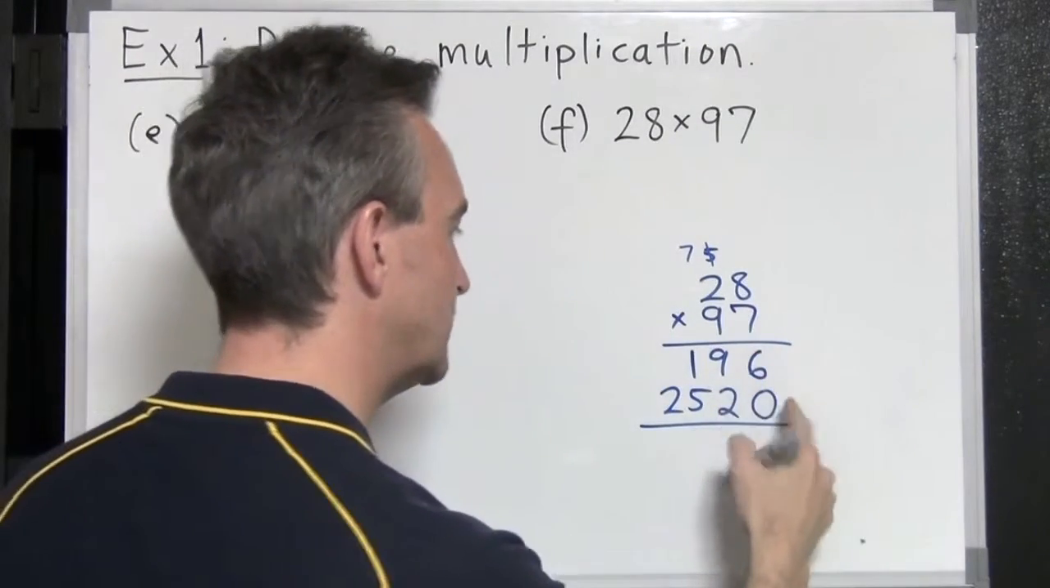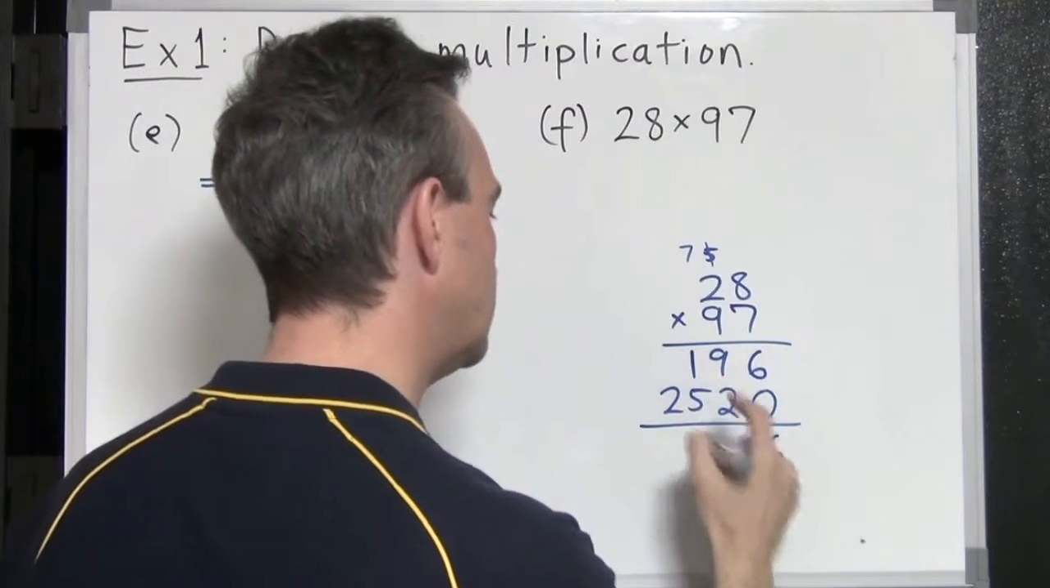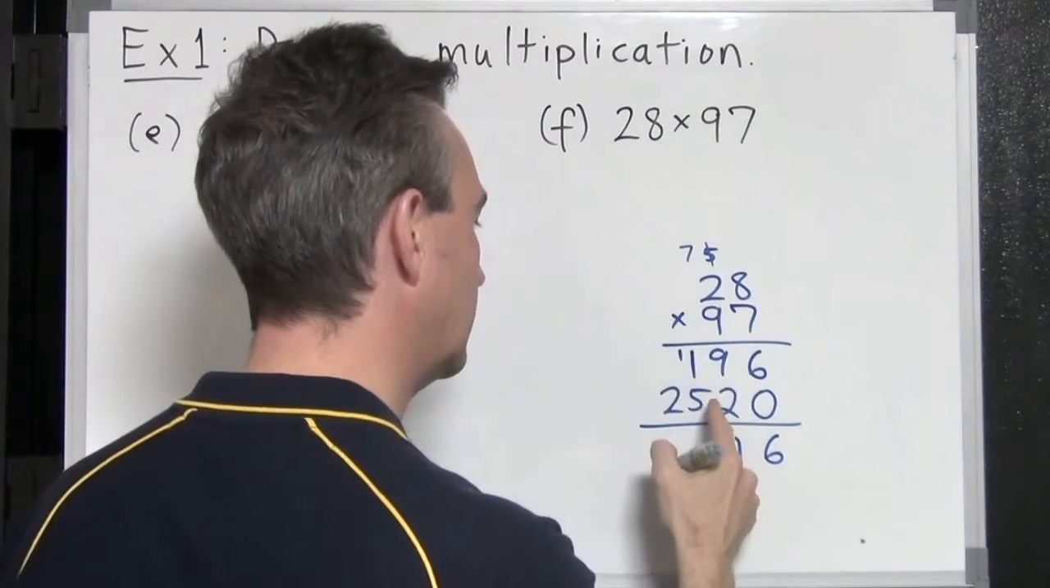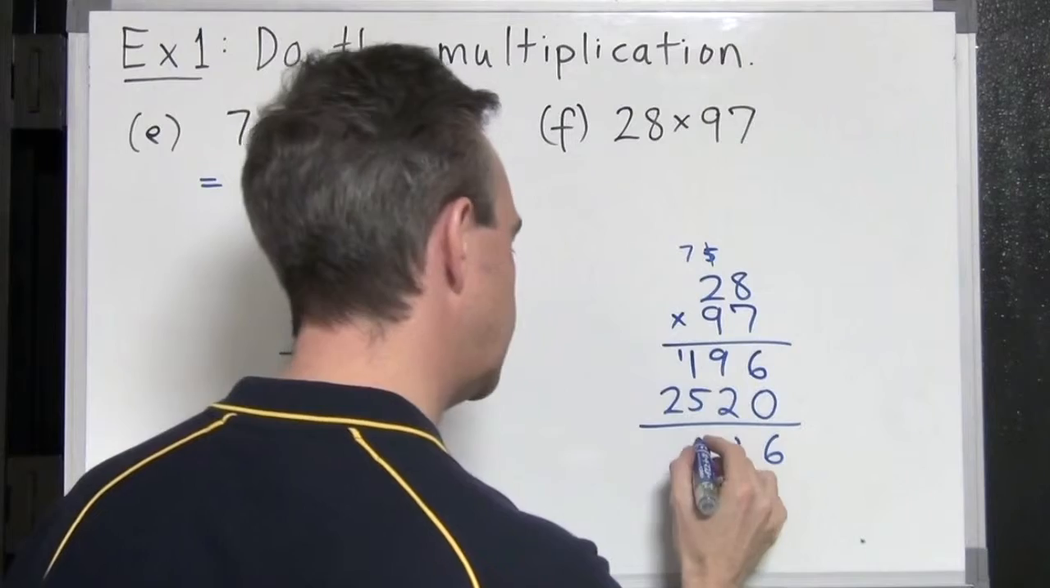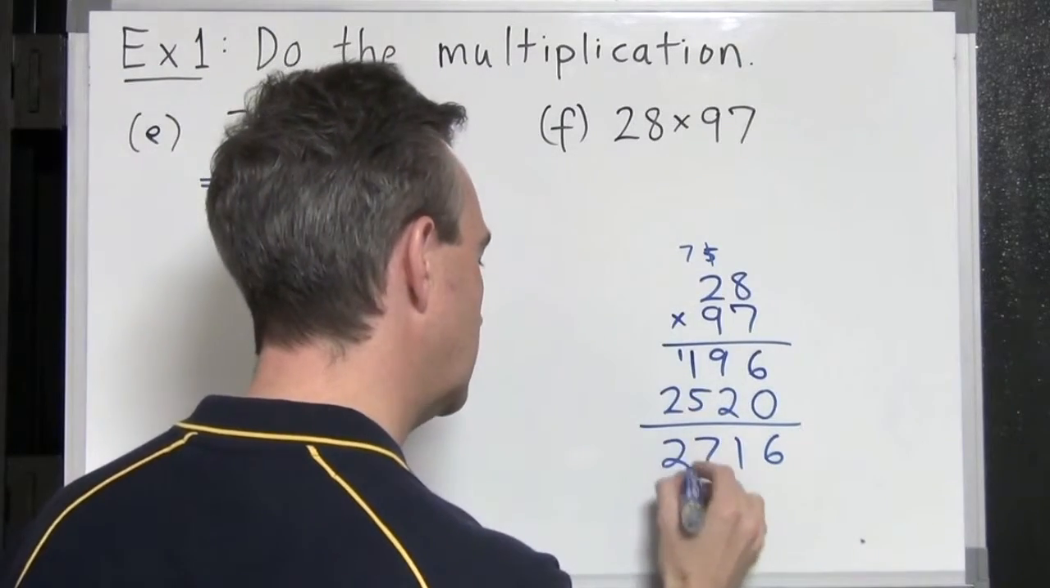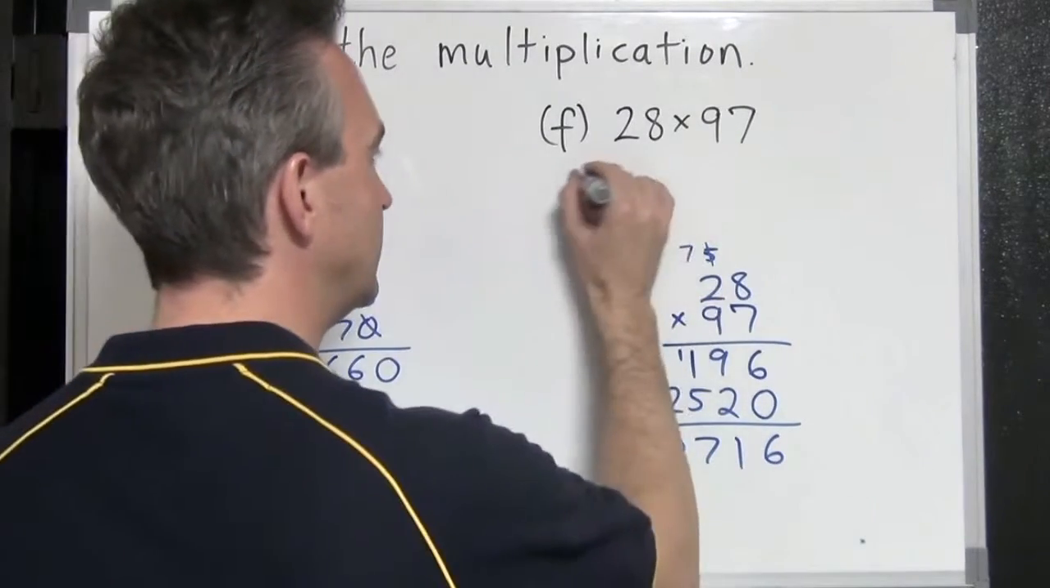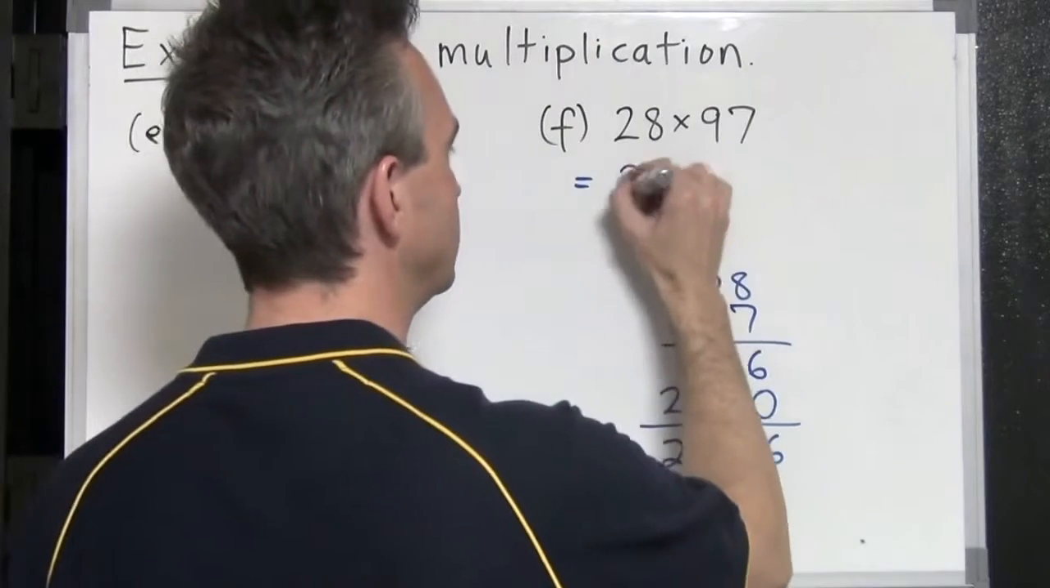Now let's add. 6 plus 0, 6. 9 plus 2 is 11. Carry the 1. 5 plus 1 is 6. Plus 1 is 7. 2 plus nothing, 2 dominates. Answer here, 2,716.